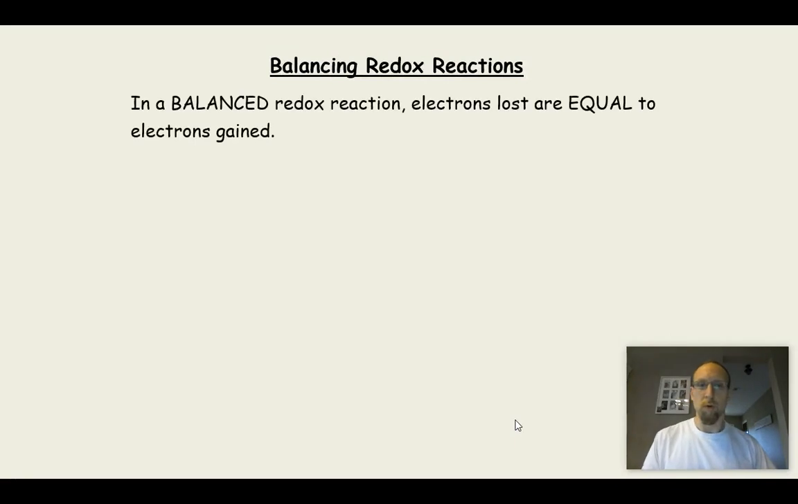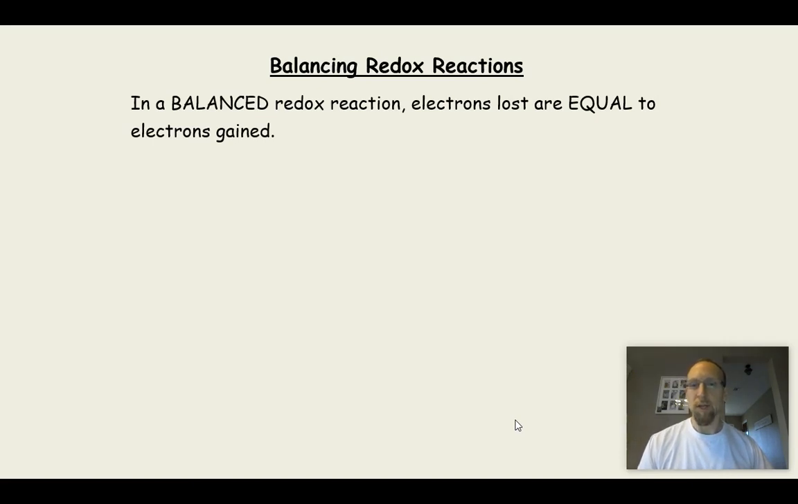So remember what a balanced reaction shows us. What we've learned before is a balanced reaction shows that mass is conserved. So conservation of mass, what goes in must come out. Atoms on the left equal atoms on the right, showing us a conservation of mass. And charge is being conserved as well, because we're dealing with any movement of electrons that's taking place. Whatever is lost is gained, so that overall charge is being conserved. So we have a conservation of mass and charge.